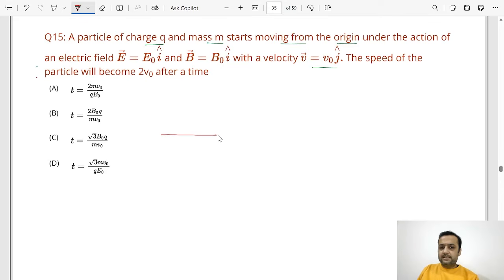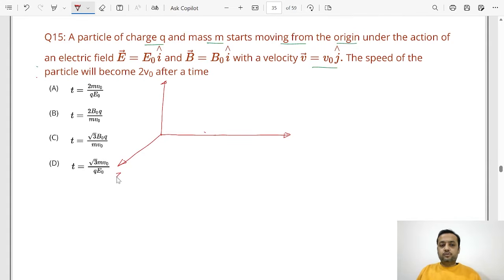Let us say this is the electric field, the direction of the electric field, which is x. So the electric field is acting in this direction. Now let's say this is the y-axis, and this is the z-axis.